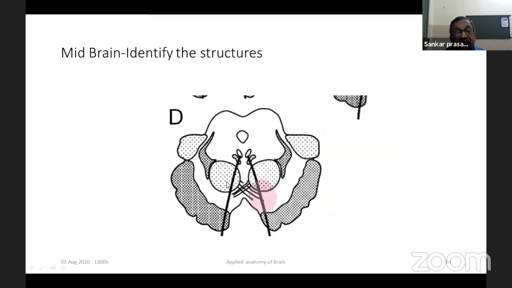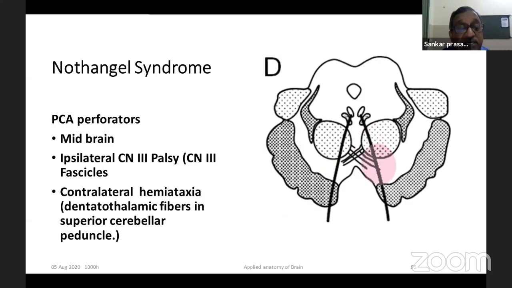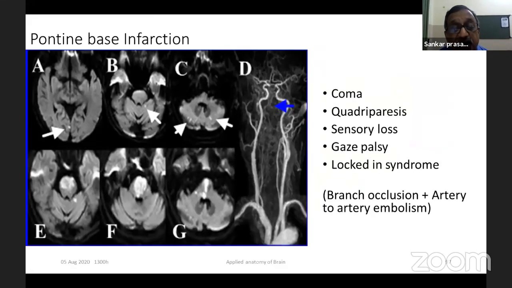Next, midbrain: identify the structures and what type of problems you have on the other side, contralaterally. Identification of the brainstem syndromes: here you have ipsilateral third nerve palsy because of the fascicles and contralateral hemiataxia only. The red nucleus is not involved that much. This is called Nothnagel syndrome. So there are four things which I showed you, the four diagrams. Keep them in mind. Next we'll go to the pons.